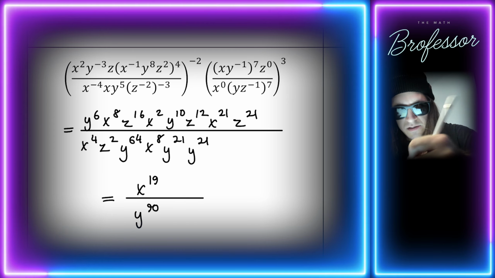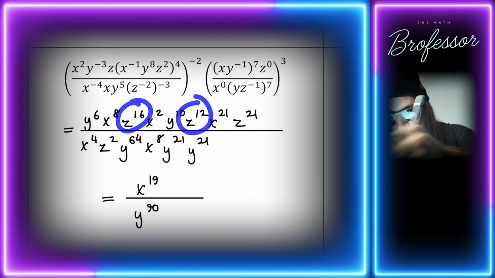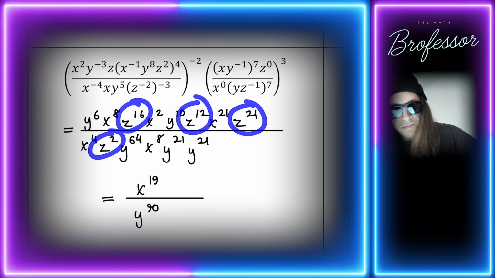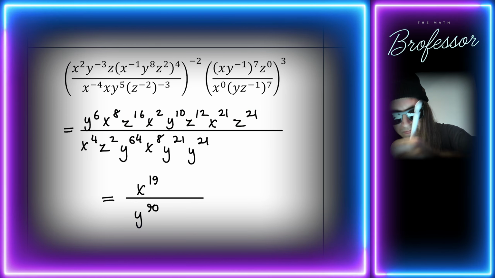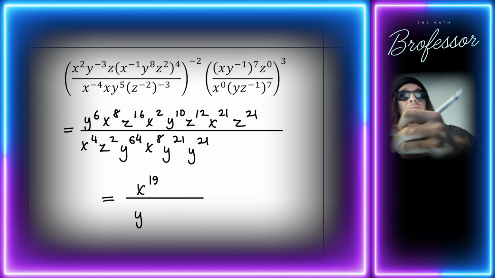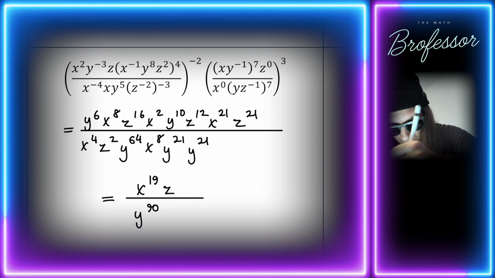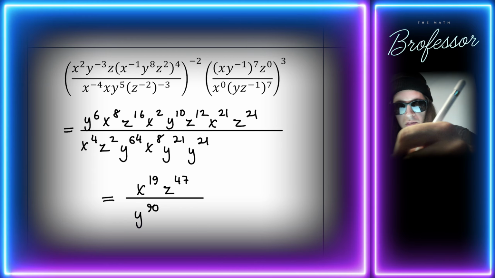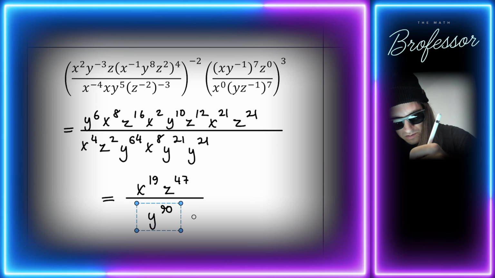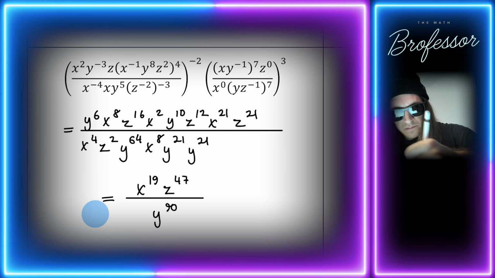All right, z's. Up top we have 16 plus 12 plus 21 minus 2 in the bottom. That's 47. That could be cleaner. And then, oh, that's it. It's just x, y's, and z's. I was thinking there was another variable.